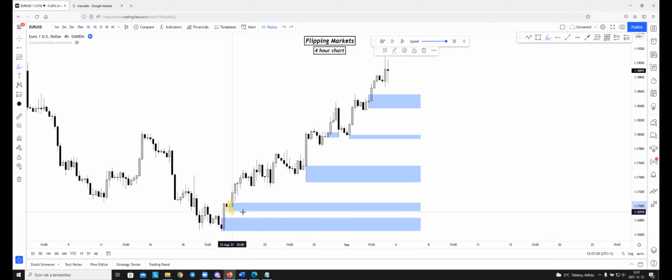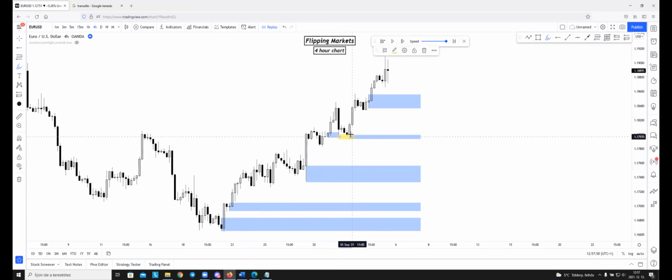The next zone will be this one because, as you can see, it created inefficiency. It has a gap between the wicks and it broke this structure. The next zone will be this wick zone because it created huge inefficiency, broke structure to the upside and collected liquidity from this region. Here's another zone, this small zone, because it created inefficiency to the upside, broke structure, and collected liquidity. Price reacted on this zone here and just broke below a little bit.